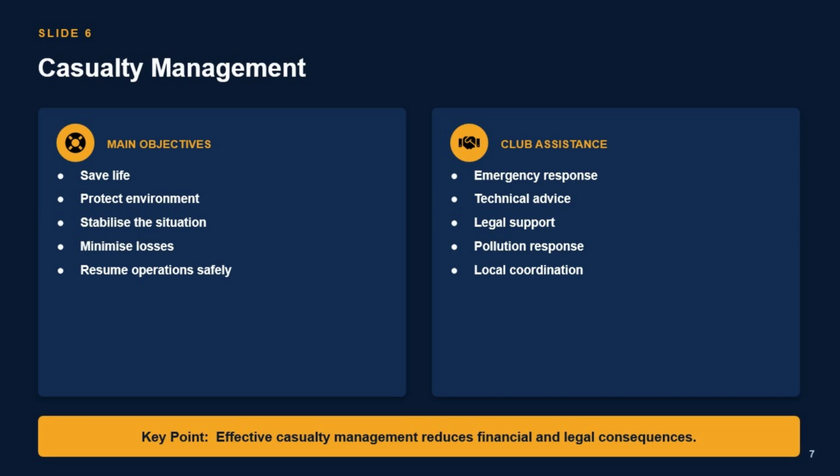The P&I Club plays a major role during this stage. It can arrange technical experts, legal advisors, pollution response specialists, and local correspondents who coordinate with port authorities and other agencies. Good casualty management often saves far more money than the actual insurance claim. A quick and well-coordinated response can reduce legal liabilities, minimize delays, and protect the reputation of both the shipowner and the company. Remember, successful casualty management is about making the right decisions at the right time.